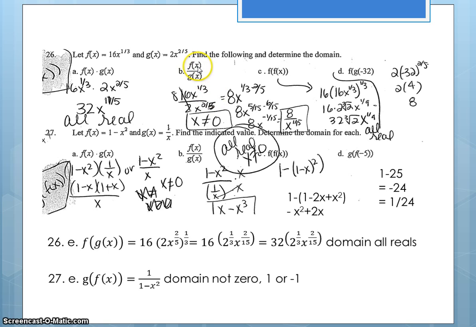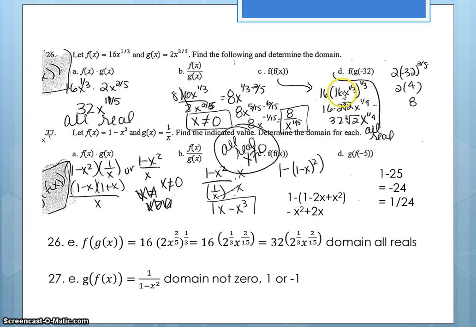It can be any number it wants for f, any number it wants for g, but you can't have 0 in the denominator. If you plug in 0, you're going to get 0 to the 2/5 is 0, and the 2 times 0 is 0, so you can't have 0.